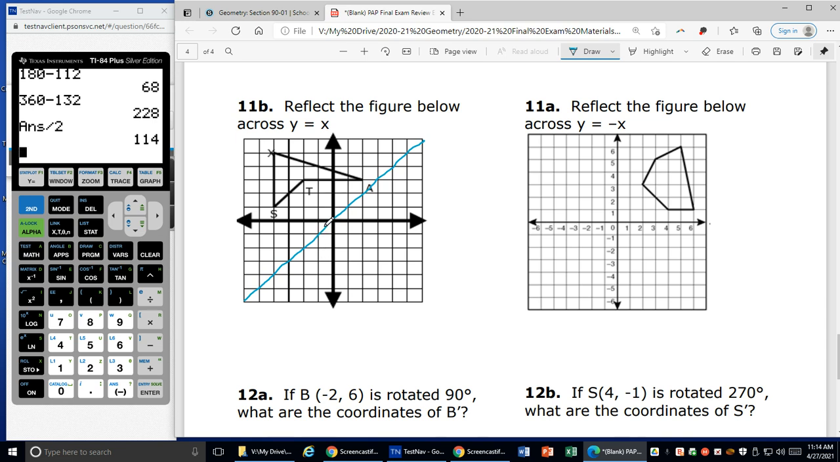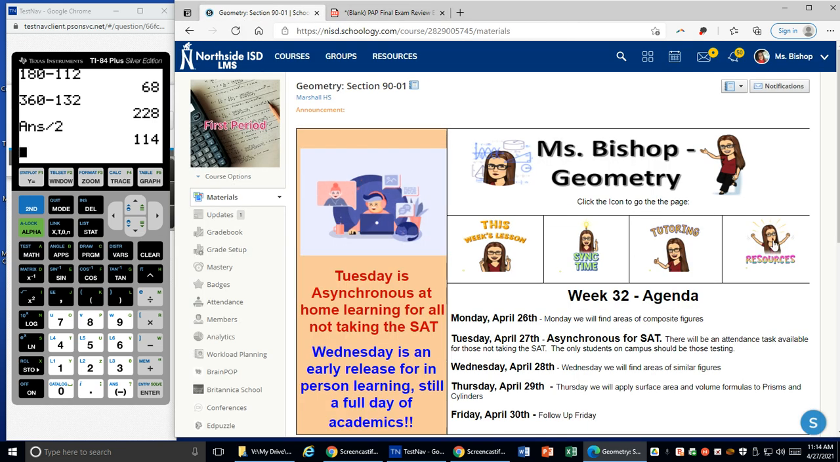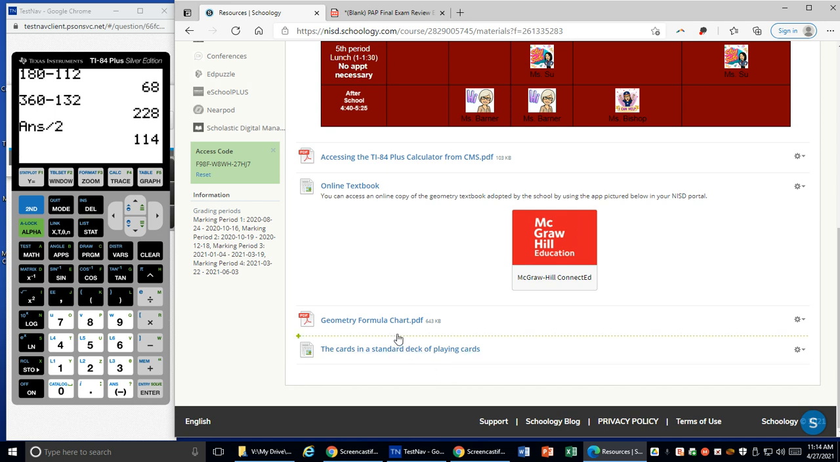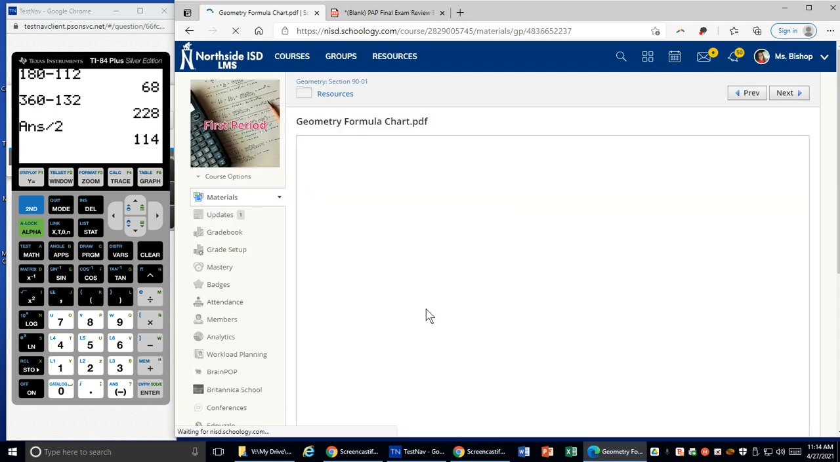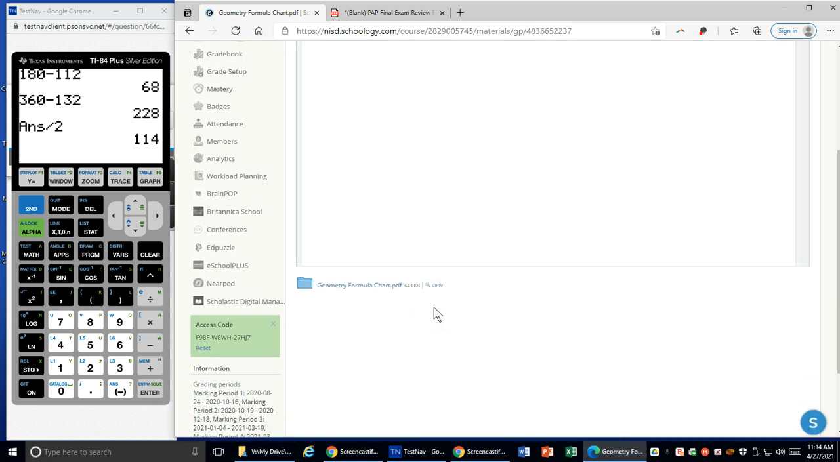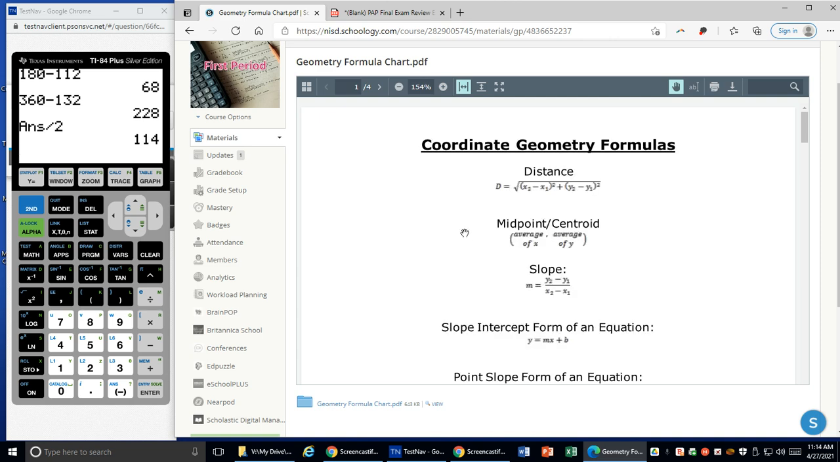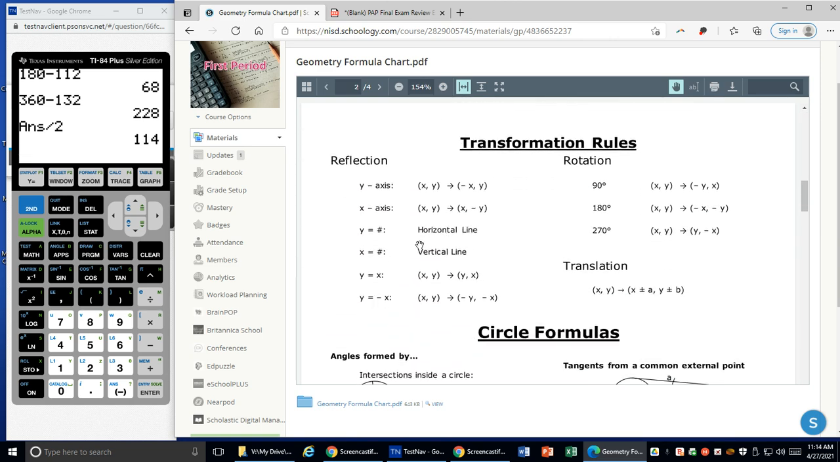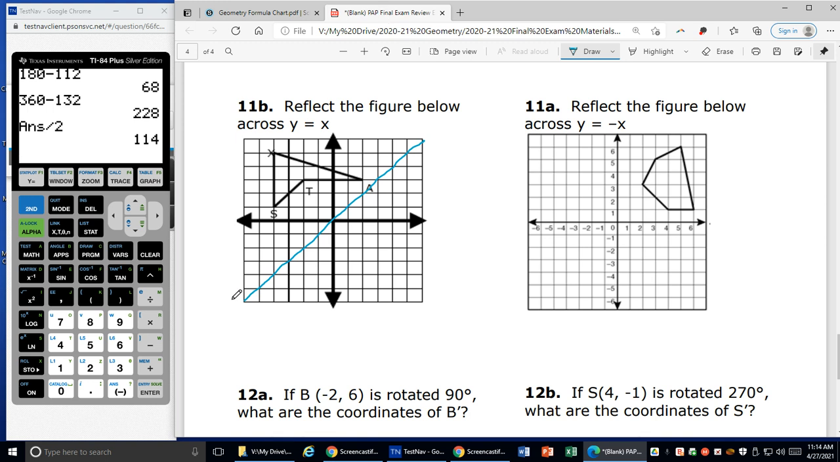And if I don't remember the rules for reflecting across y equals x, that's why we have in our resources, we have our formula chart. Okay, so down to resources, formula chart, my rotation rule or my transformation rules. If I'm reflecting in y equals x, it says (x, y) becomes (y, x). (x, y) becomes (y, x).